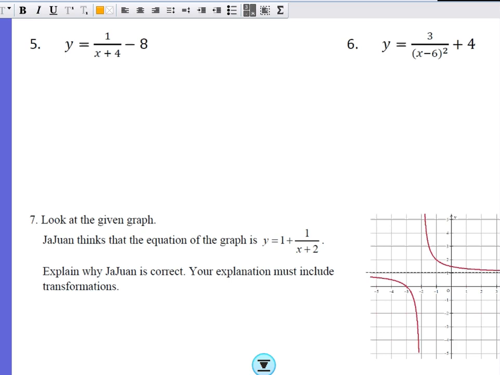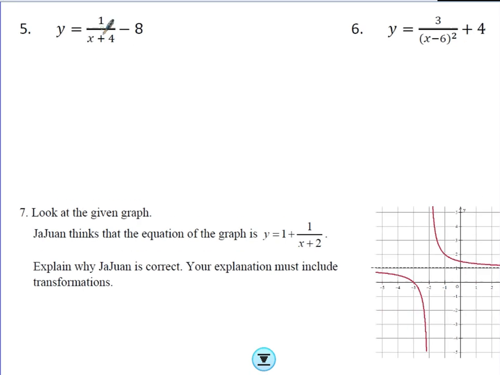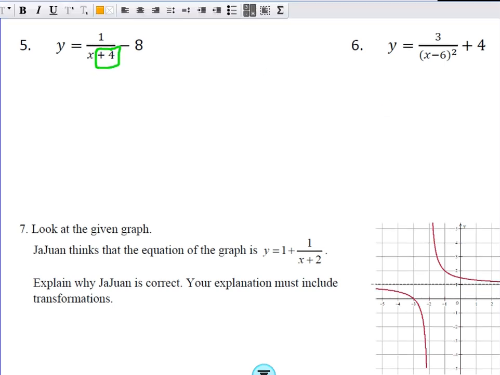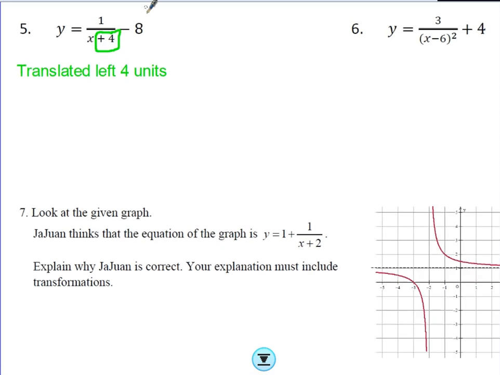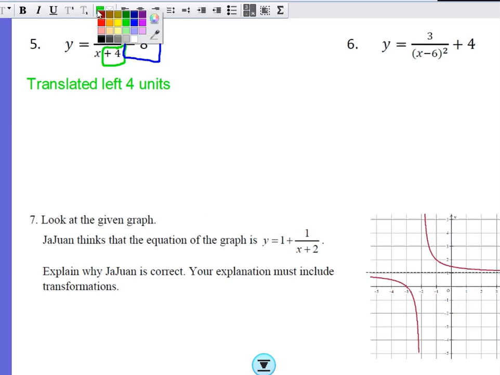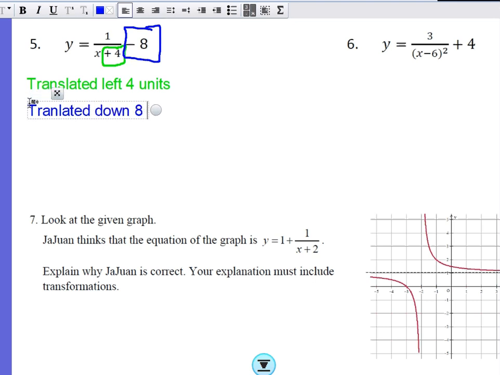For number 5 here, we can see that there's actually 2 things happening. We've got a plus 4 in the denominator. That plus 4 means that the graph has been translated left 4 units. And we can also see that there is a minus 8 at the end here. When we're talking about the k value, that's up or down, and it's exactly as you'd think, not opposite. So this is translated down 8 units.